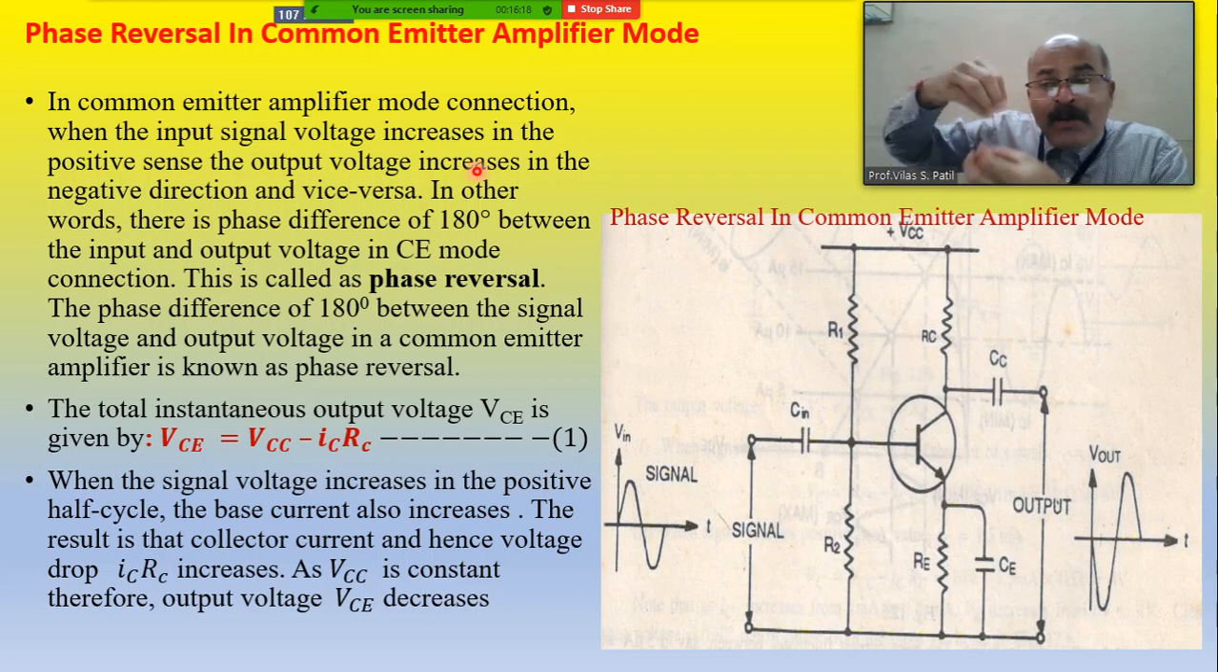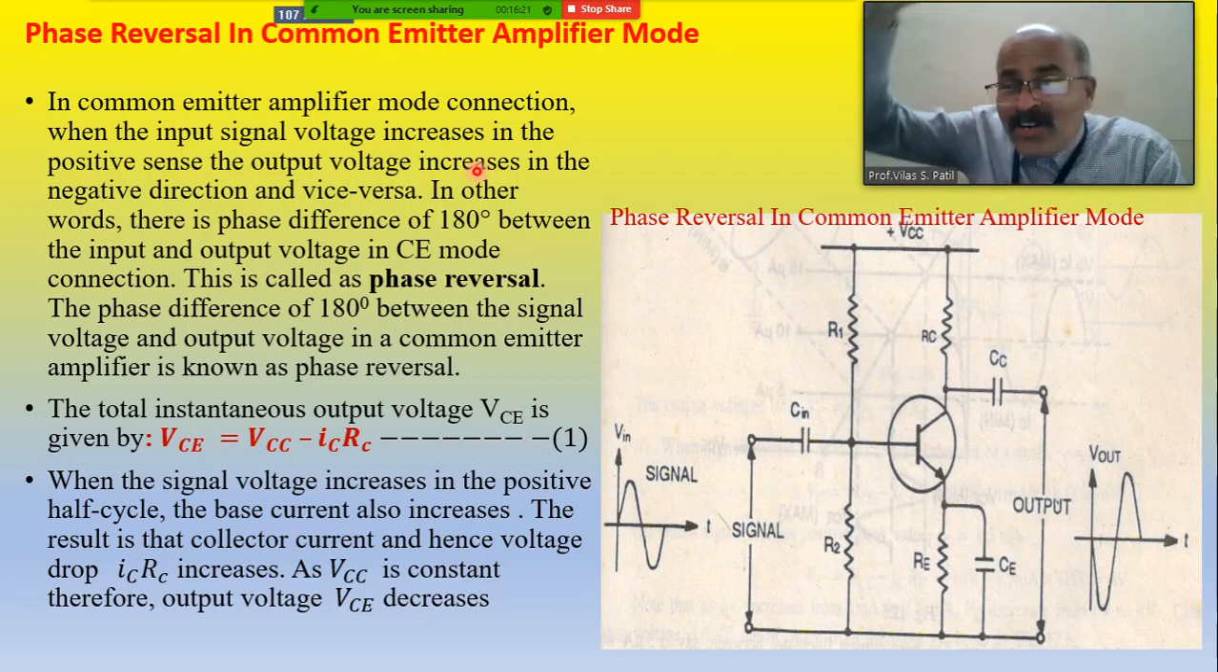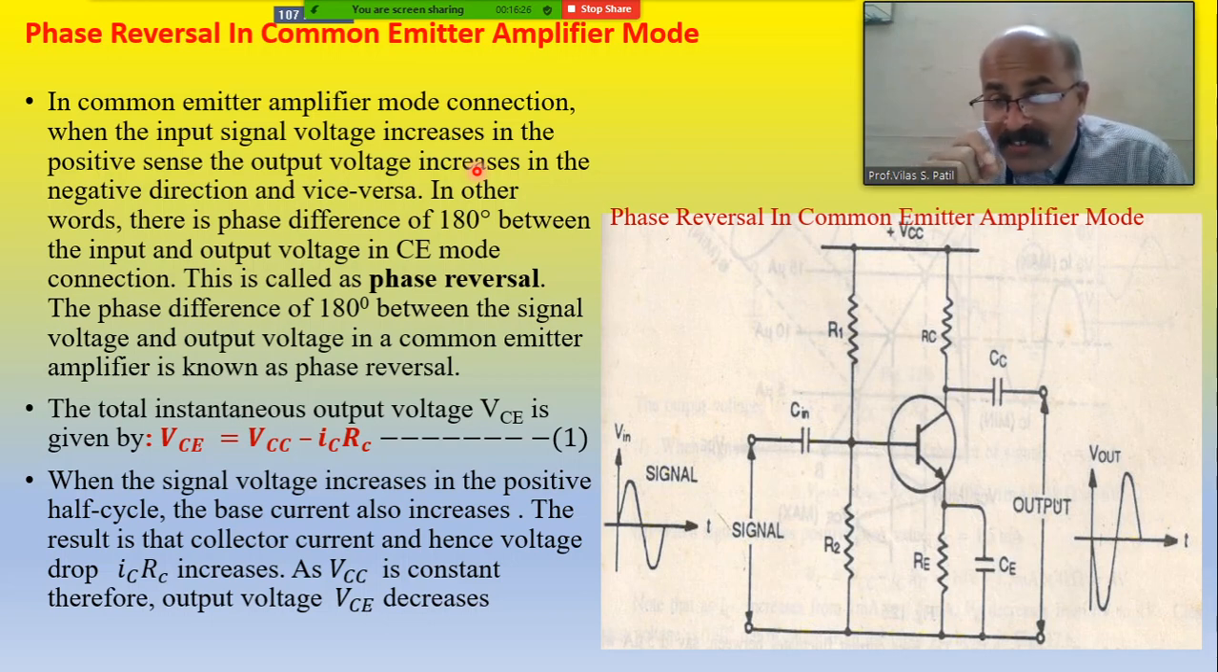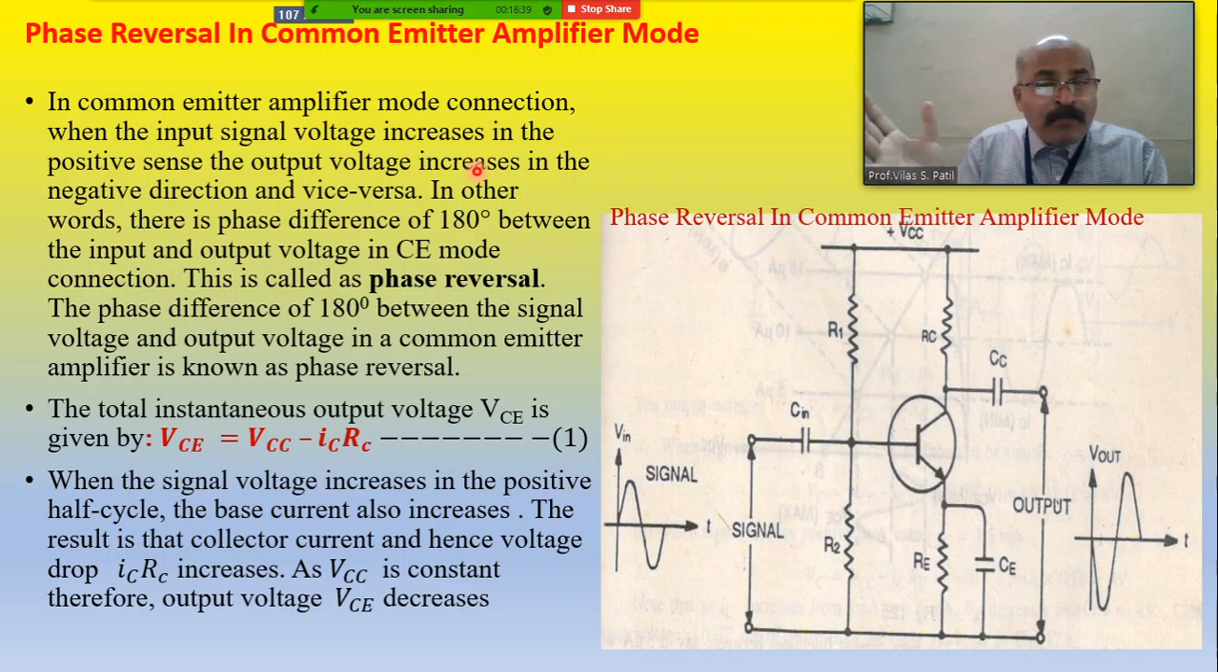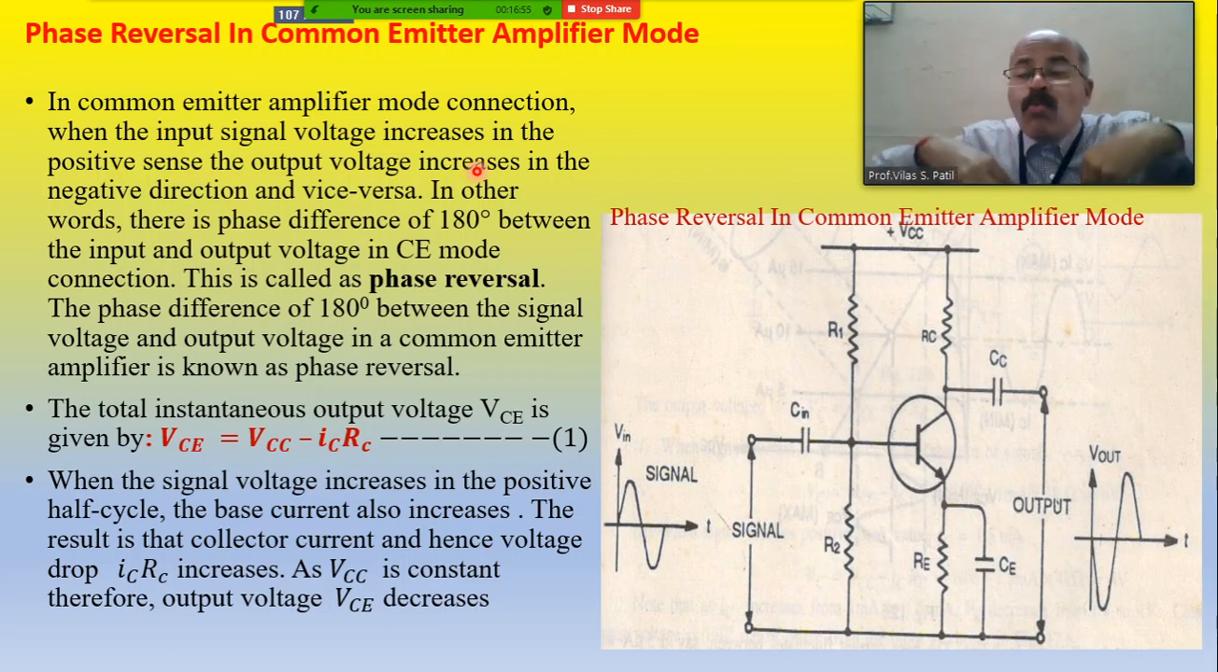Only the magnitude is amplified. If the input increases in the positive sense, the output increases in the negative sense. If the input is increasing in the negative sense, the output is increasing in the positive sense. This means there is phase reversal between the input and output of the common emitter transistor amplifier. That means the common emitter transistor amplifier inverts the phase.